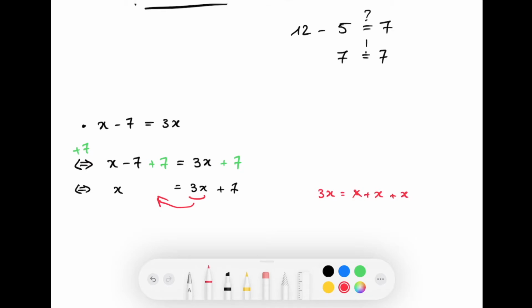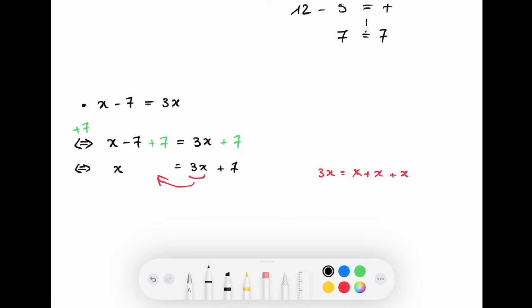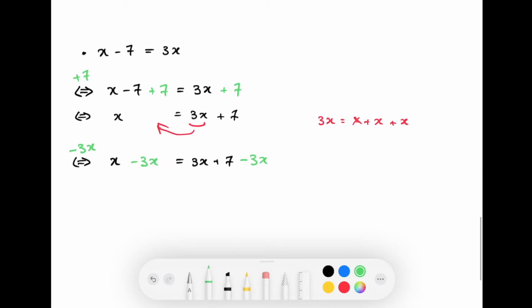It's 3 x's. So we can do the same as we did here by adding or subtracting, in this case, 3x on both sides of the equation. So that should get rid of this 3x on this right-hand side of the equation. So let's see what this becomes. Minus 3x on the left-hand side of the equation is 3x plus 7 minus 3x on the right-hand side of the equation.